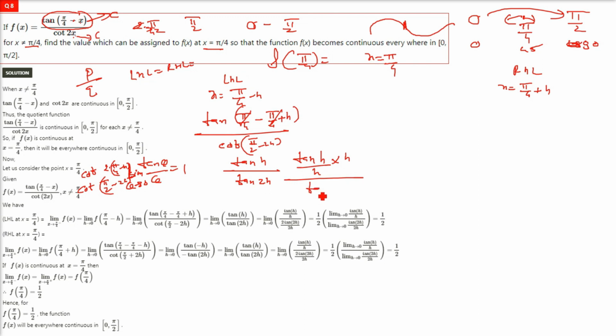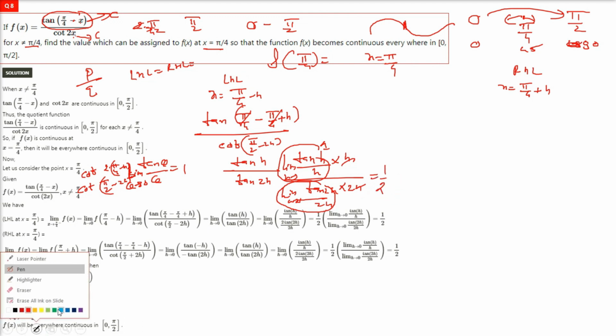So tan theta by theta is 1 for the limit. I am making tan h and tan 2h such that we get this tan theta by theta form. So we multiplied the numerator by h, and the denominator by 2h. So tan h by h is 1, tan 2h by 2h is 1 when we apply the limit h tends to 0. So h by 2h only will remain, you'll get 1 by 2.